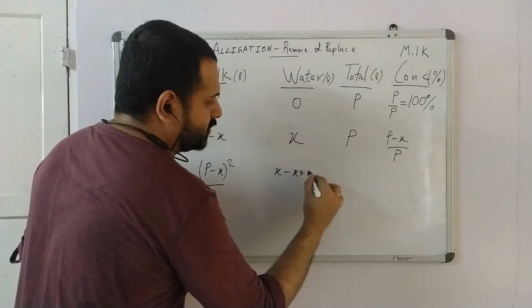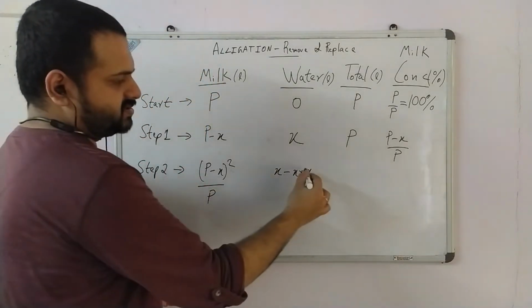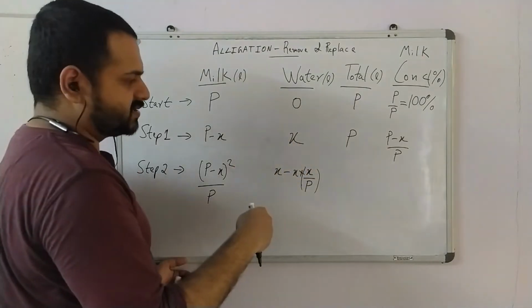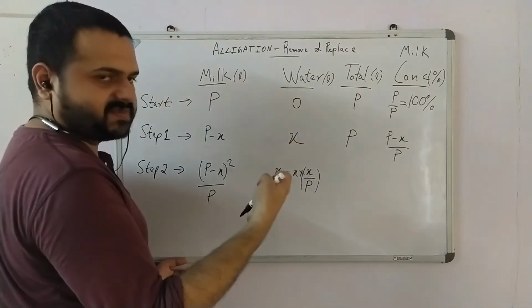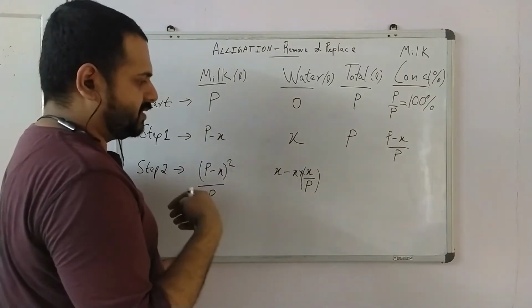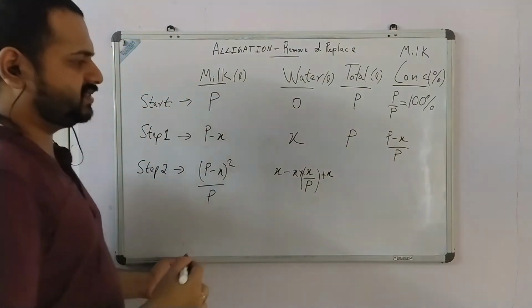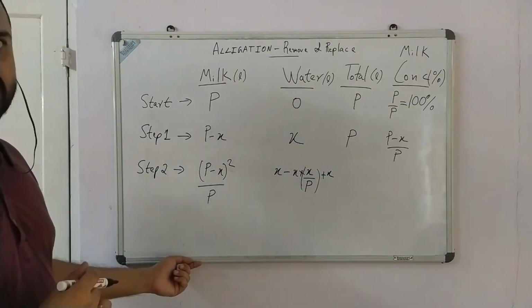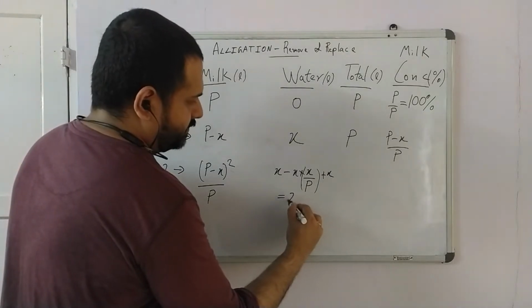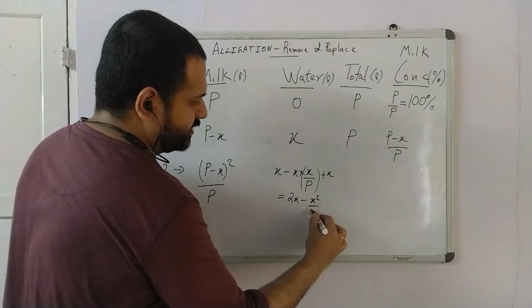X into x by p, right? Because the proportion of water is x in p liters, correct? So when I am removing x liters of this mixture, x into x by p amount of water will come out, right? But we are also replacing it with x liters of water, correct? So what is the total amount of water that's there in the mixture right now? 2x square by p.